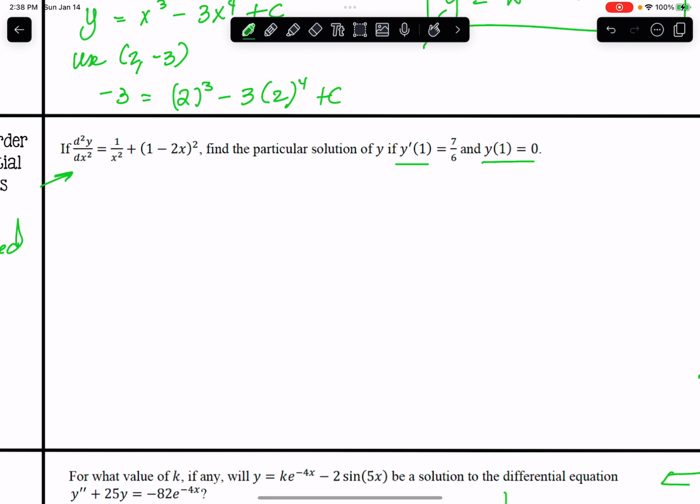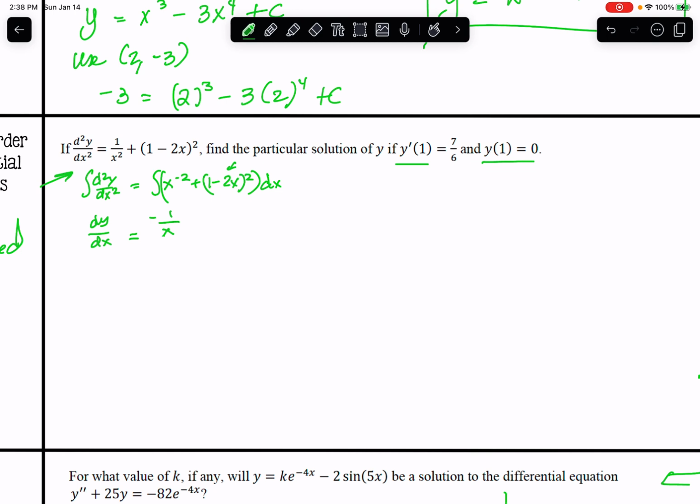So the first thing we want to do is take the integral of both sides. The integral of d2y/dx2 is equal to the integral of x to the negative 2, I just rewrote that, plus (1 minus 2x) quantity squared, and it looks like we're going to have u substitution in here, dx. So now we have to integrate this. Now the integral of the second derivative is the first derivative. So this would just be dy/dx is equal to, and that would be negative 1 over x.